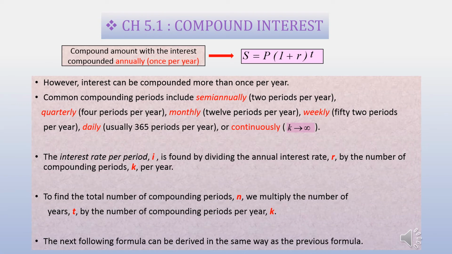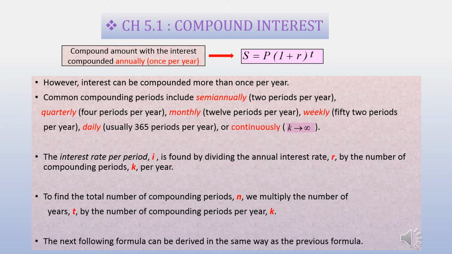We have calculated previously that the compound amount after T years at annual rate R is S equal to P multiplied with 1 plus R to the power of T. Here, R is the interest rate which is calculated once a year.